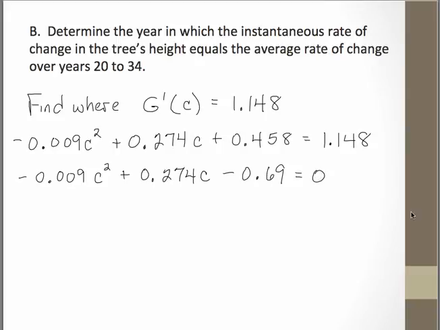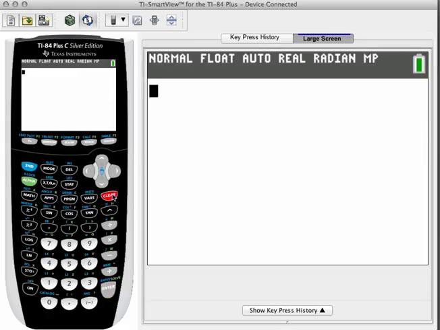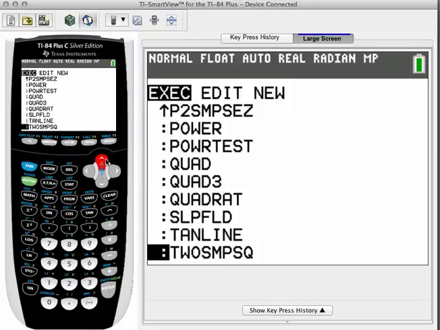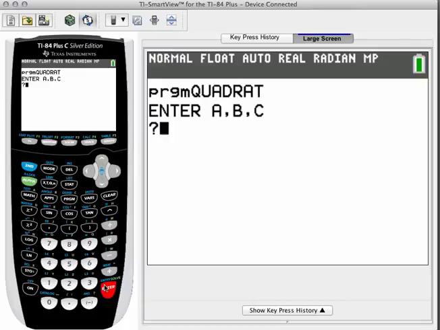All right, so you should have the quadratic formula programmed into your calculator as a program. So let's go ahead and use that. I'm going to pull it up. I'm going to use the one I have called Quadrat. Remember, it's prompting you for the coefficients. The leading coefficient is that negative 0.009. The linear coefficient is the 0.274. And your constant is a negative, don't forget to make it negative, 0.69.